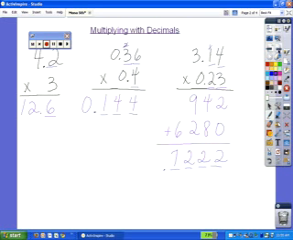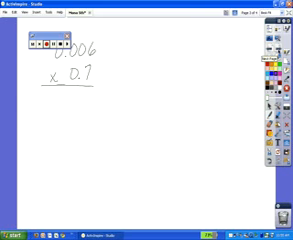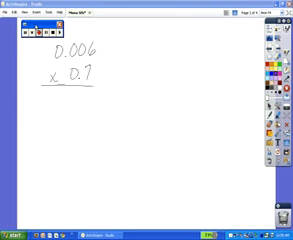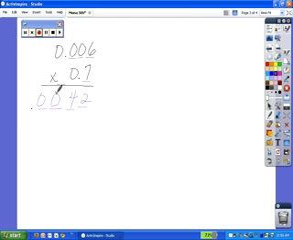There are times when there are not enough digits in the product, so we might have to add some zeros. For example, 7 times 6 is 42. That gives us only 2 digits, but we have 1, 2, 3, 4 decimal places. So we need to add zeros into those 2 empty spots.